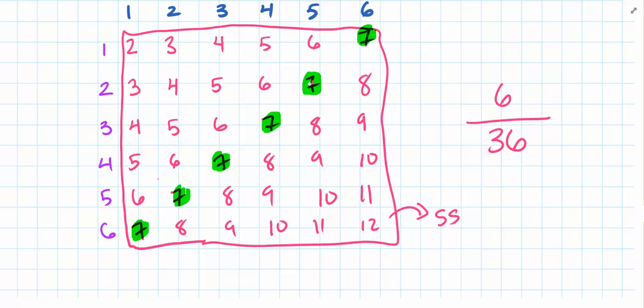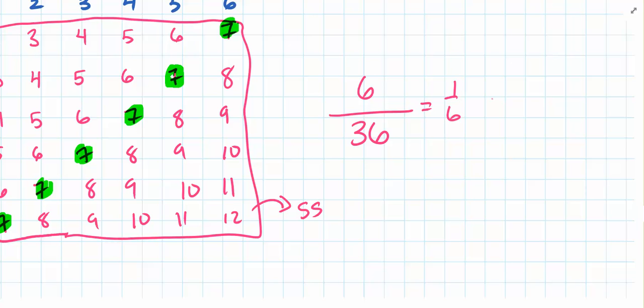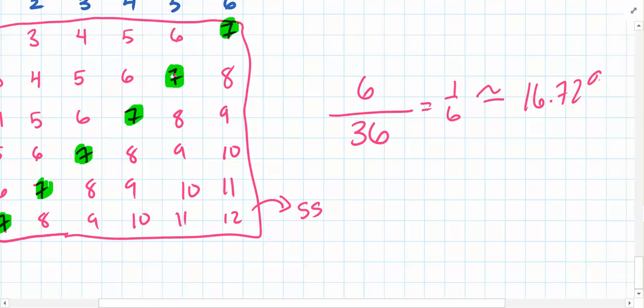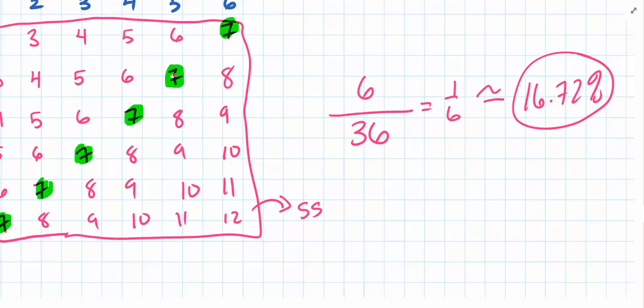So 6 out of 36 is equal to, what, 1/6? Is that right? And that is approximately 16.72%. So you have a 16.72% probability of rolling a sum of 7. And that is your highest probability out of all of them right there. What's the probability of rolling a 12? 1 out of 36, which is what? What would that be?